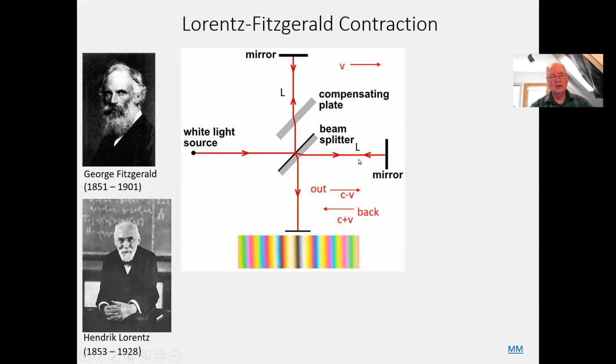Why isn't it longer? Well, one thing you could do is shorten the trip. You could simply say that the distance from here out to the mirror is not L. It's something shorter, and that shorter distance is exactly compensating for the time. So it will come back in exactly the same time, which is what the experiment is showing. That we can't argue with.